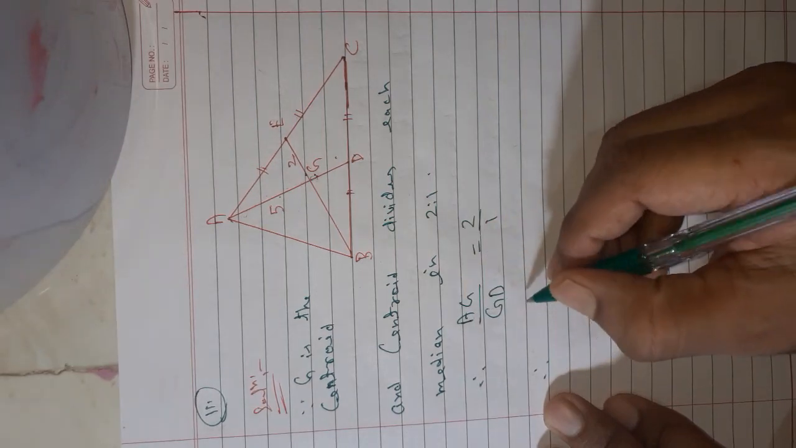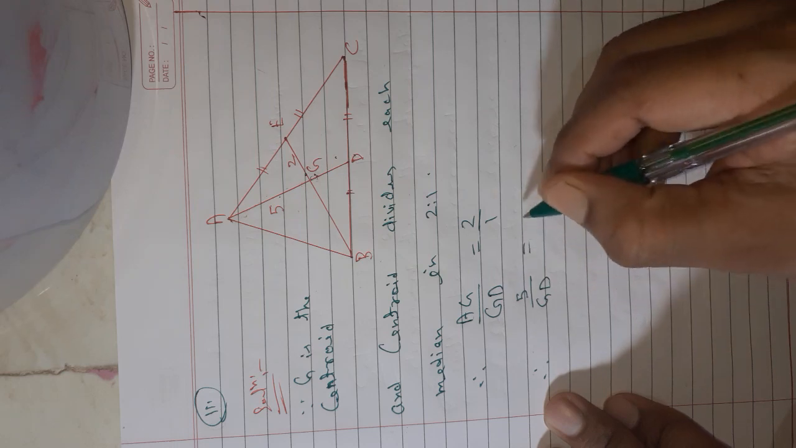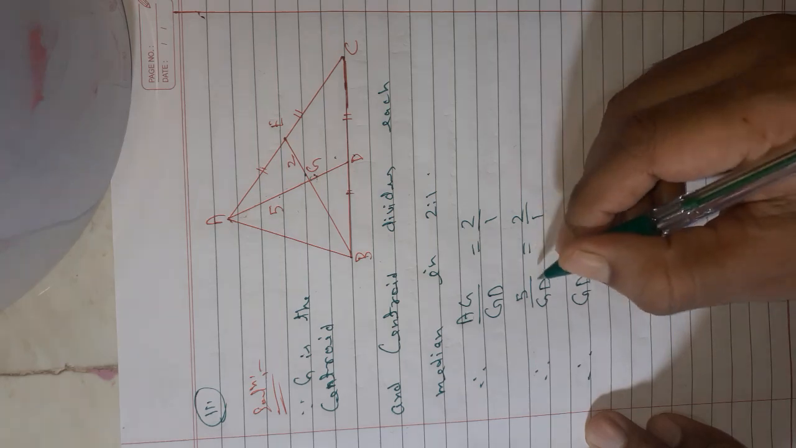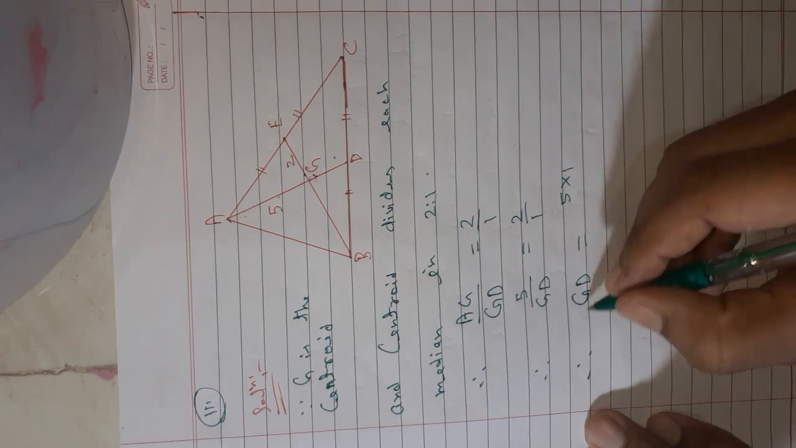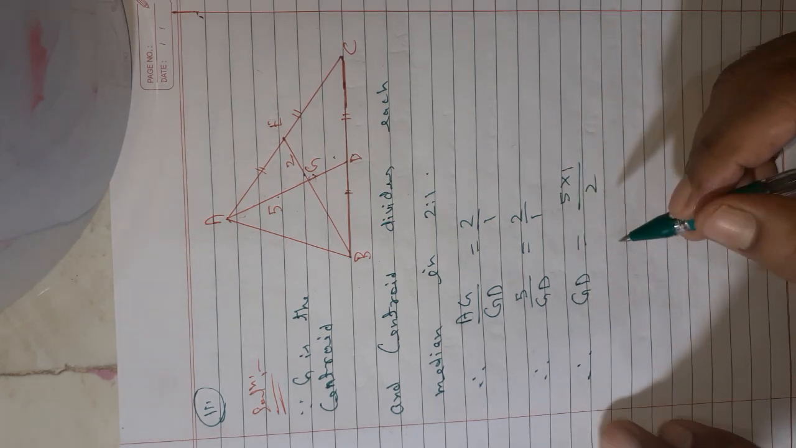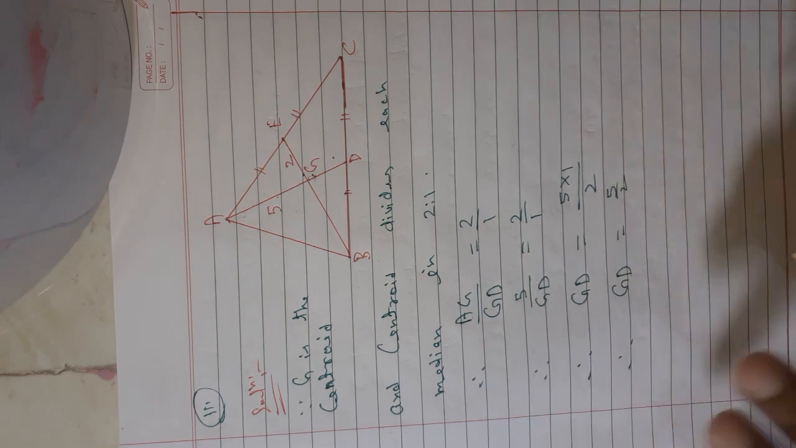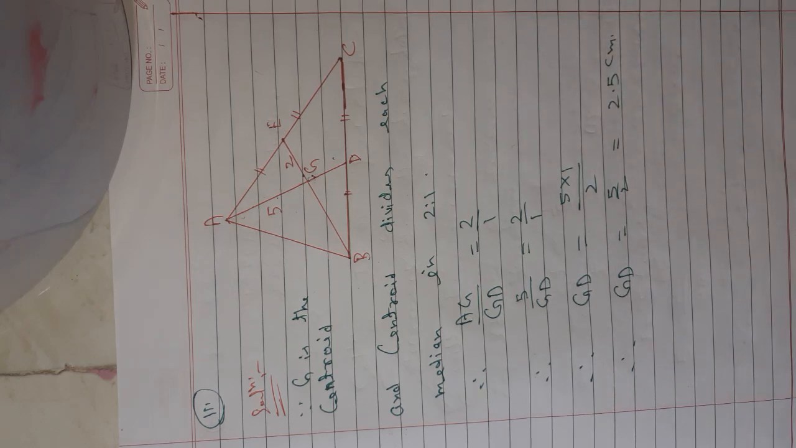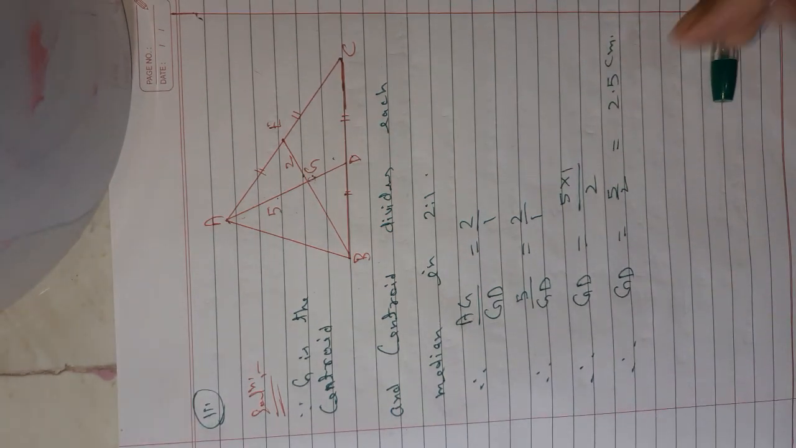Therefore AG is how much? 5 upon GD is how much? You have to find out. It is equal to 2/1. So therefore you can say GD is equal to how much? You will do cross multiplication. GD is equal to 5 into 1 upon 2. Therefore GD is equal to 5 upon 2, which is 2.5 centimeter. Clear? So GD they were asking, and you got GD, that is 2.5 centimeter. This is your answer. Now half the question is completed.